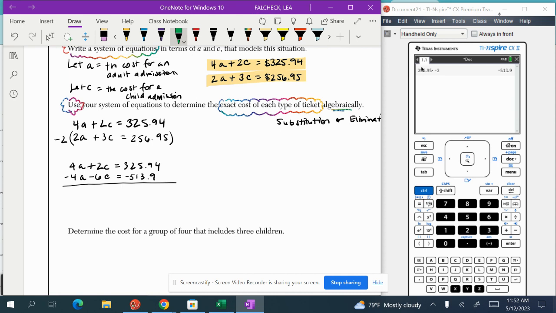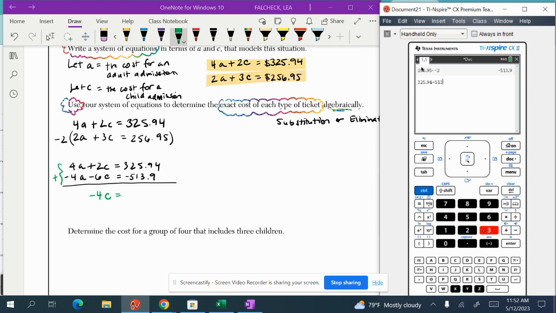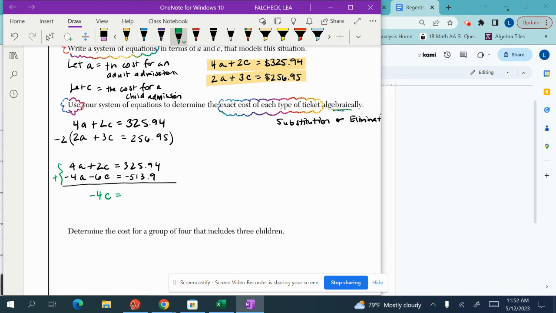So now I get 4A plus 2C. Oh no, I'm adding these together, sorry. 2C minus 6C will give me -4C equals, and then I'm going to do 325.94 minus 513.9 in my calculator, and I'll get negative 187.96. I want to get C by itself so I can find the cost of a child ticket.